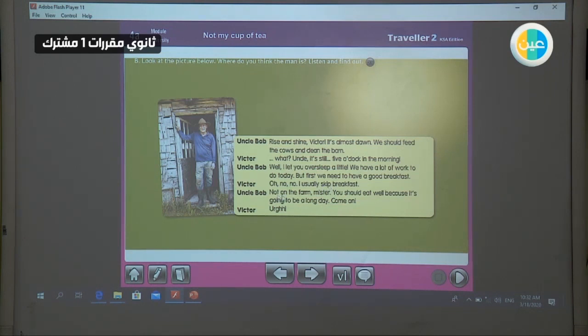Uncle Bob says, not on the farm. And we already know the meaning of farm. Mister, you should eat well because it's going to be a long day. That means there are a lot of tasks, a lot of things to do. Come on. We already know the meaning of not my cup of tea. When something is not your cup of tea, that means you don't like it. So this is the first listening that we have here.